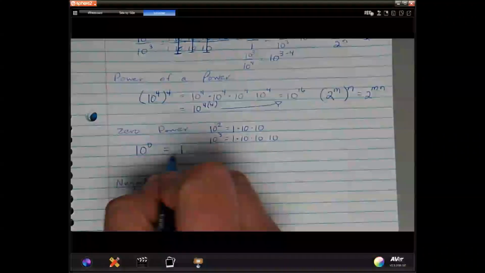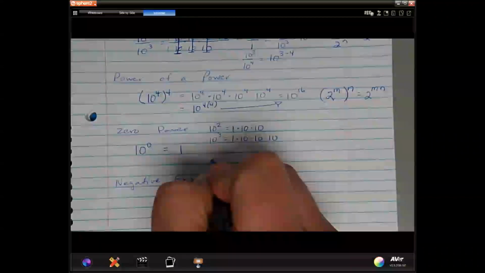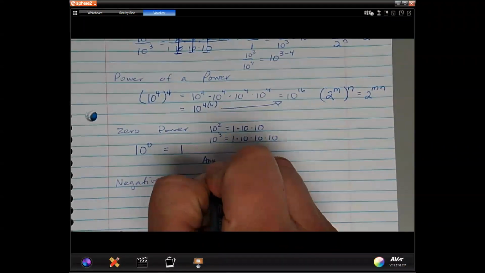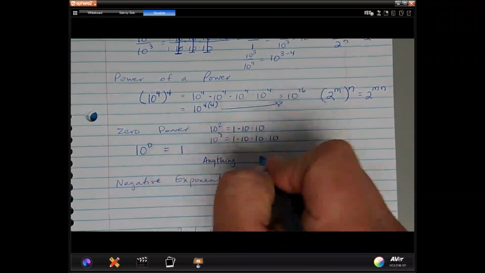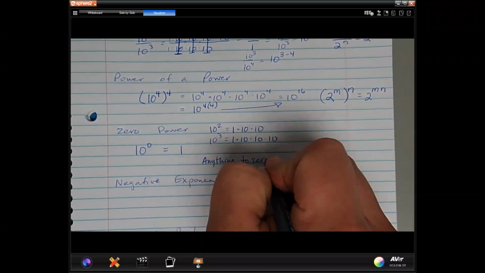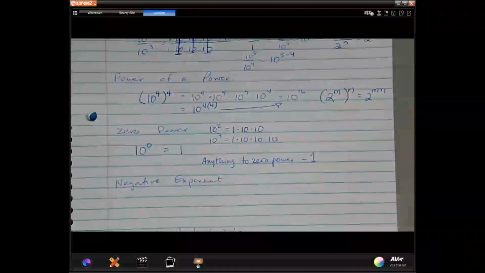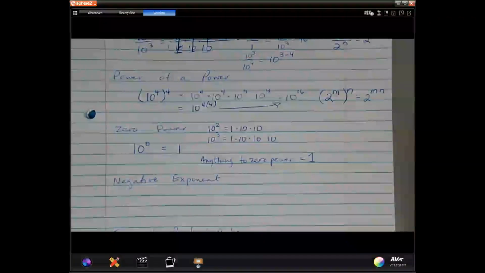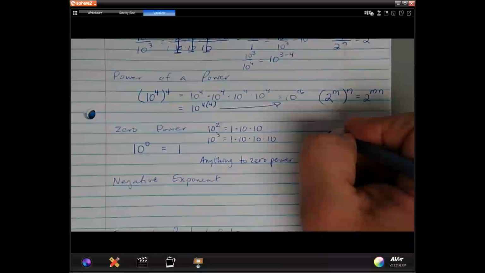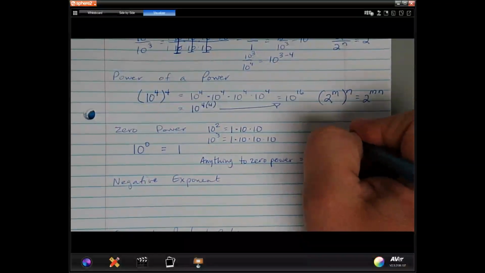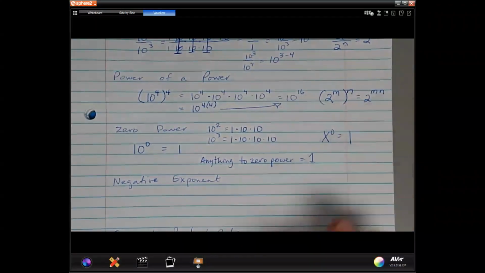The greatest thing we can remember about 0 power is anything raised to the 0 power equals 1. Now, recognizing that piece right there, the way that we recognize that rule, we could say x to the 0 power is equal to 1.